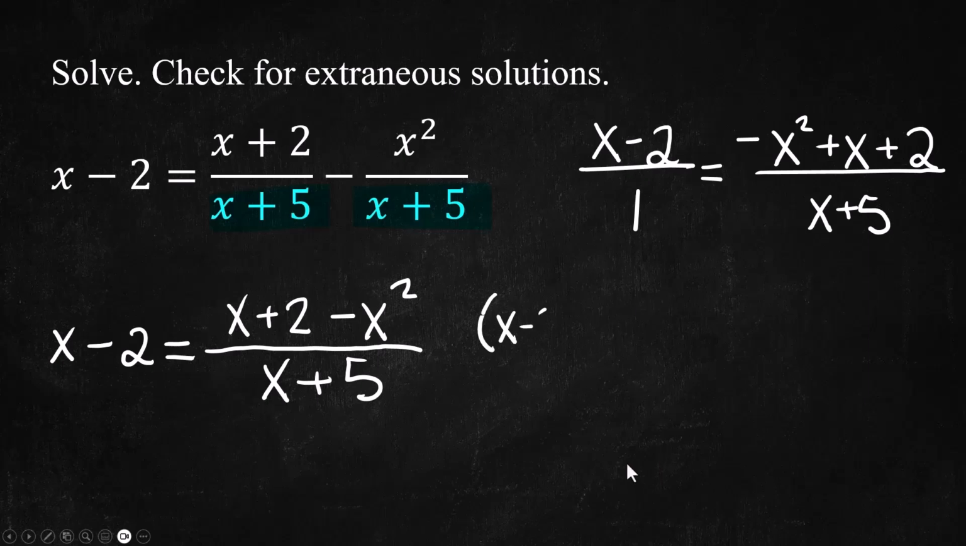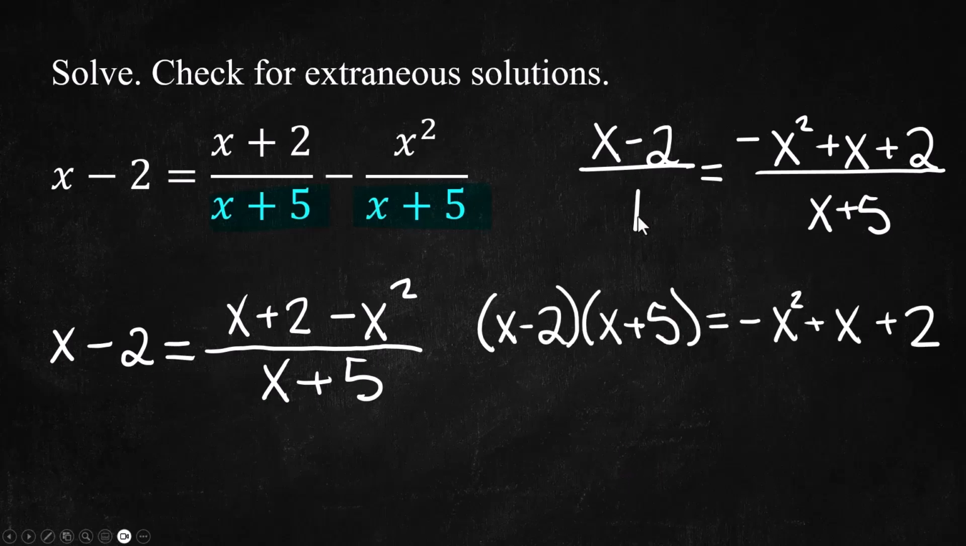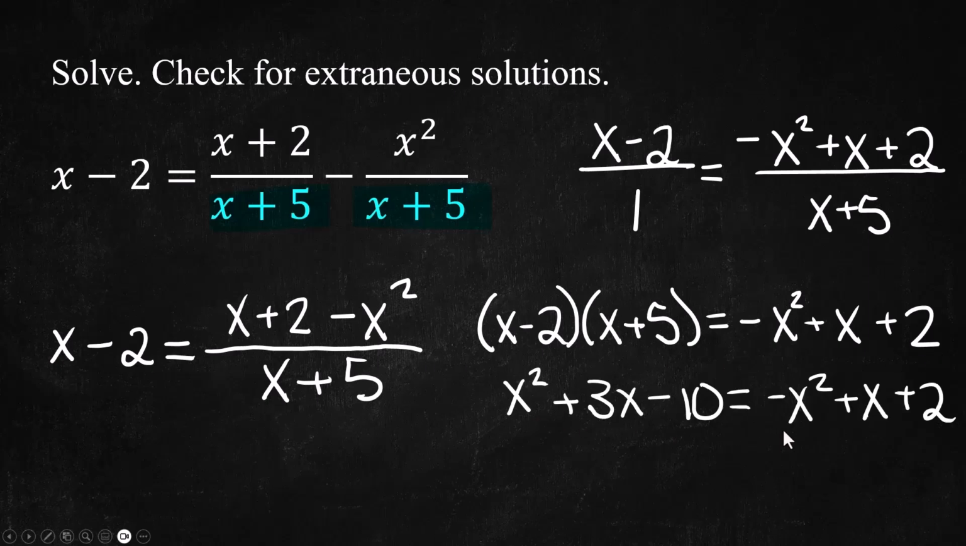So I'm going to take x minus 2 times x plus 5, and that equals 1 times this, which is -x squared plus x. I'm going to multiply these 2 binomials out. X squared plus 3x minus 10 equals -x squared plus x plus 2.